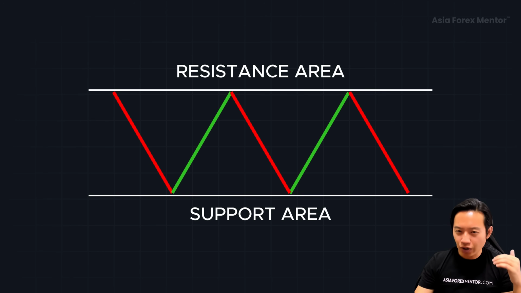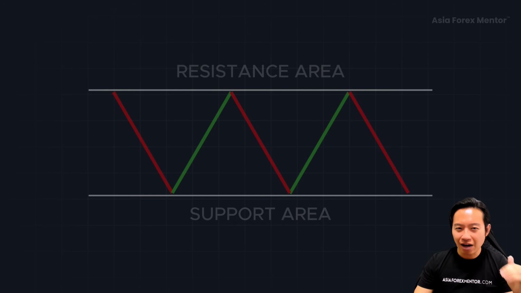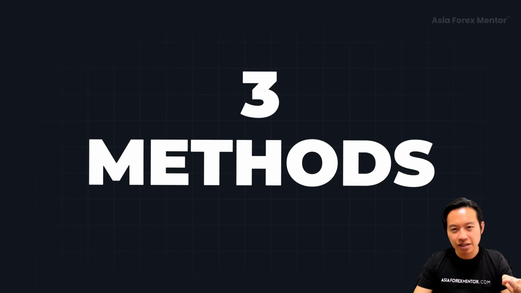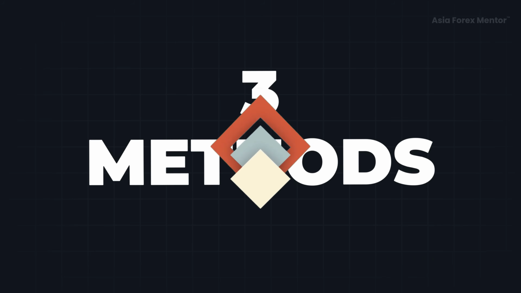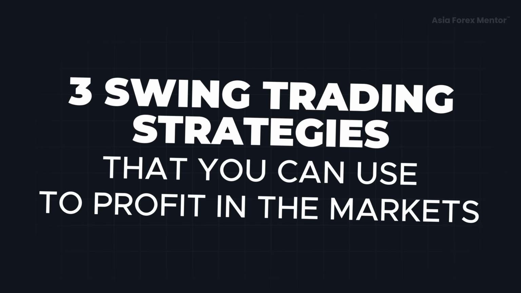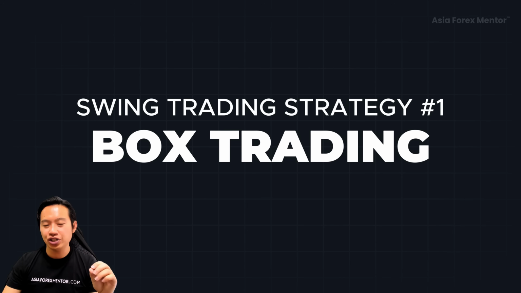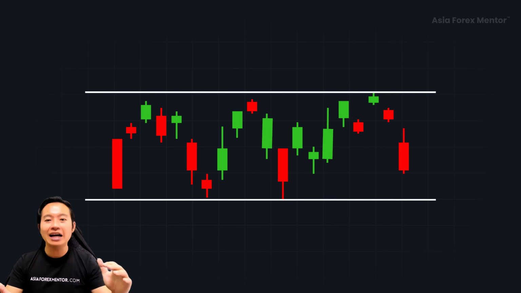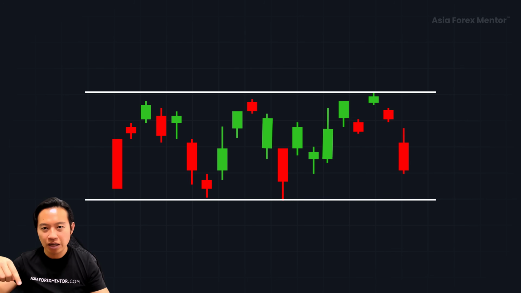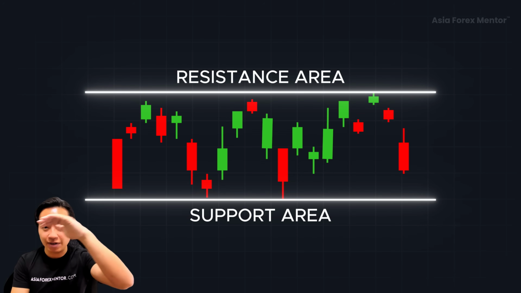So that's where we're going to move on to cover the 3 methods of how you can trade swing trading. The first swing trading strategy is what I call box trading. This is designed for markets that are in what? Consolidation, where the price moves sideways in between clear support and resistance levels.